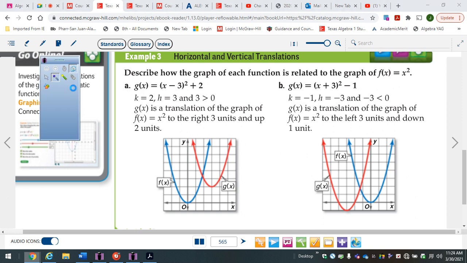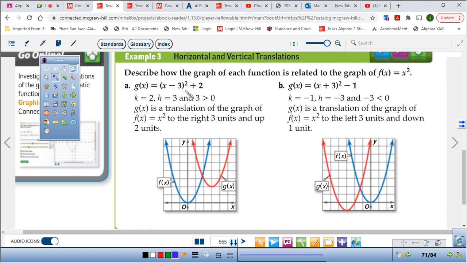Now, this is the next section. This is kind of where we left off. So in this situation, it's a combination. This is going to move it up 2, and this will move it to the right 3. You got that? You see that? The parent function here is f of x is equal to x squared. Now, this one here, it's a combination. This stuff moves it to the right. This one moves it up. So you go 1, 2, 3 to the right, and then 2 up.